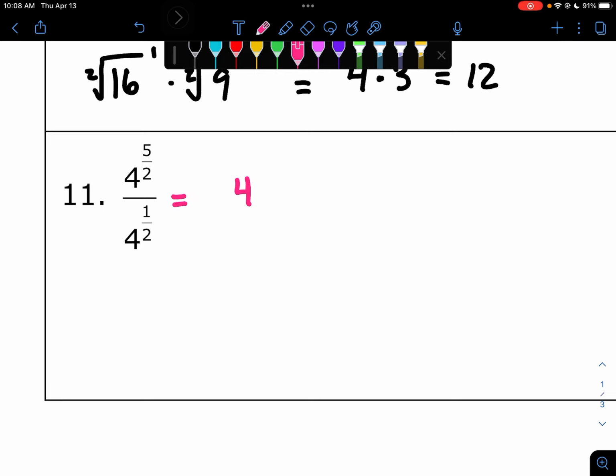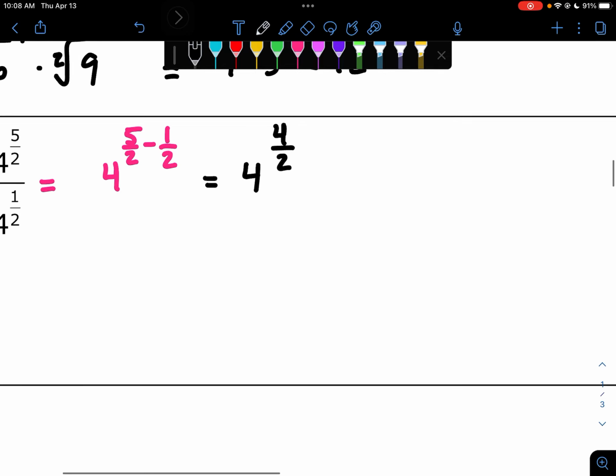So this is 4 to the 5/2 minus 1/2. Putting these together, 5/2 minus 1/2, I just add across. So that's going to be 4, and the denominator stays the same when you add or subtract fractions. 4/2, I know I can reduce that, so this is 4 squared, and that is equal to 16.